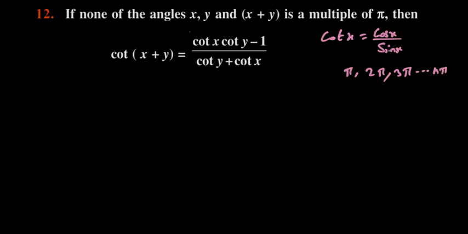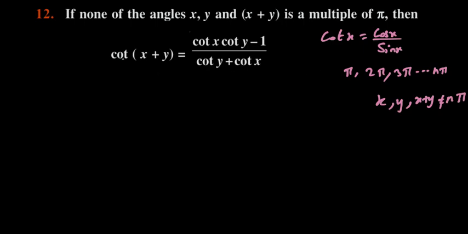So the denominator being 0 is not possible. So the cot function does not exist when x is equal to n pi. So x and y, and all the angles we are taking here, x plus y, everything should not be equal to n pi.